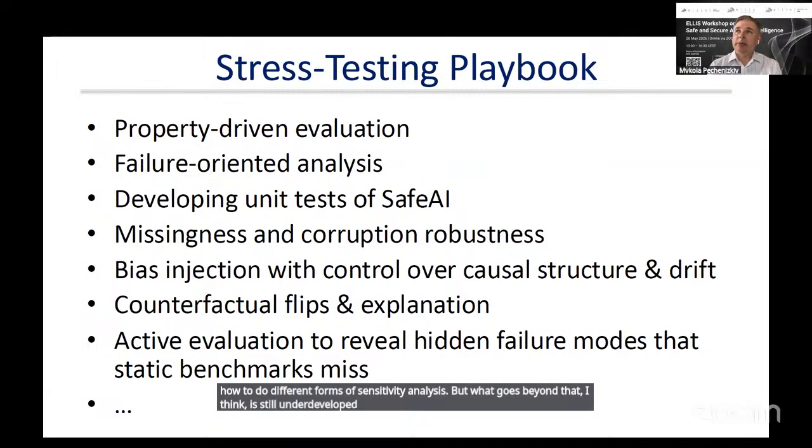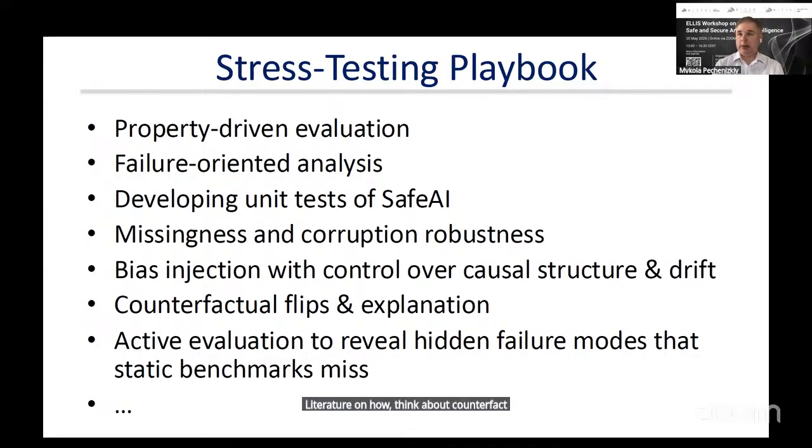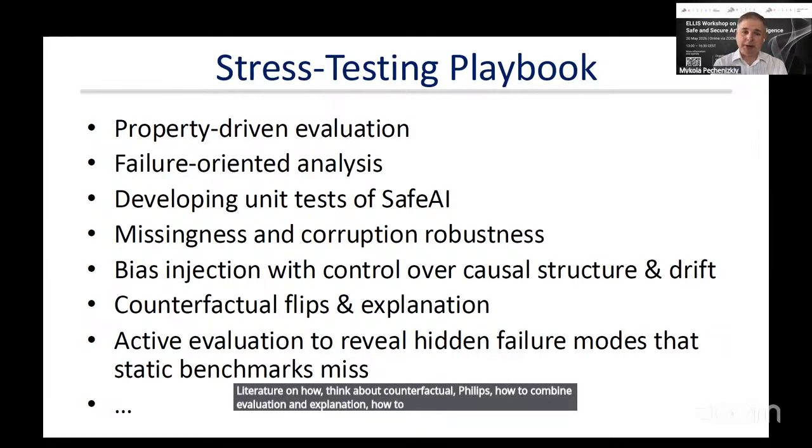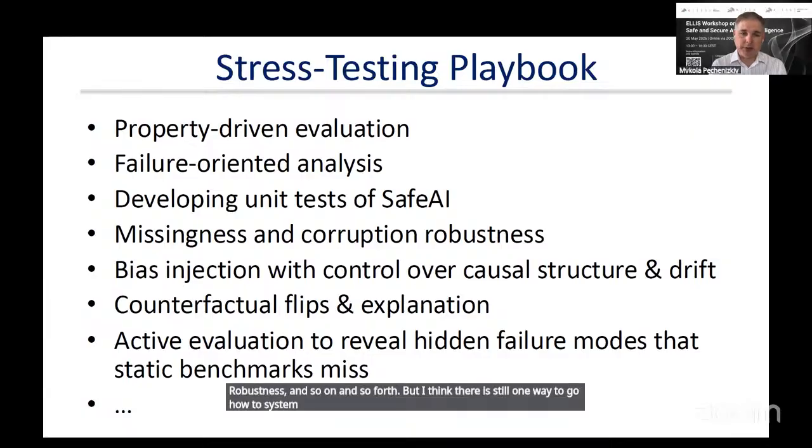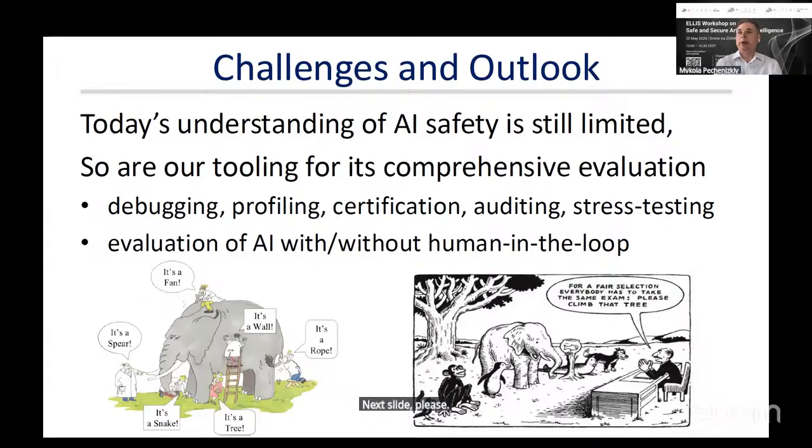We can see some interesting developments, again, for instance, in the fairness-aware literature on ML. Think about counterfactual flips, how to combine evaluation and explanation, how to develop particular strategies for controlled bias injection, missing data, corruption, robustness, and so on and so forth. But I think there is still a long way to go on how to systematically think about this stress testing and how to develop both generic and application-specific approaches for that. Next slide, please.